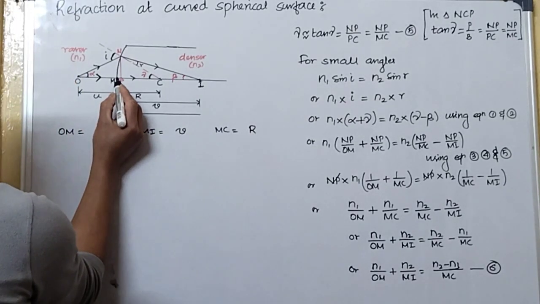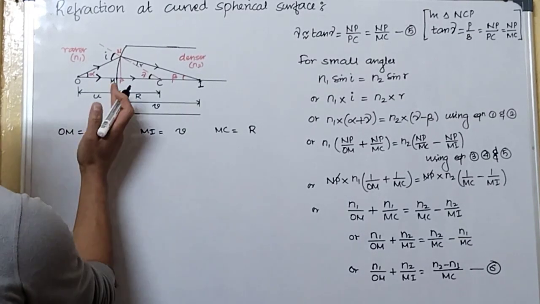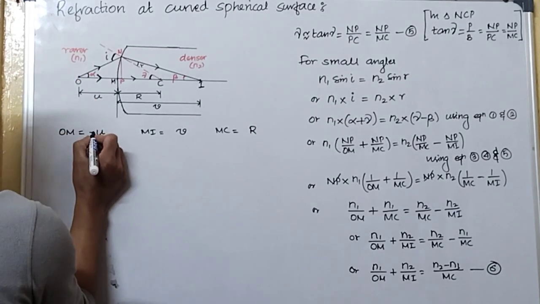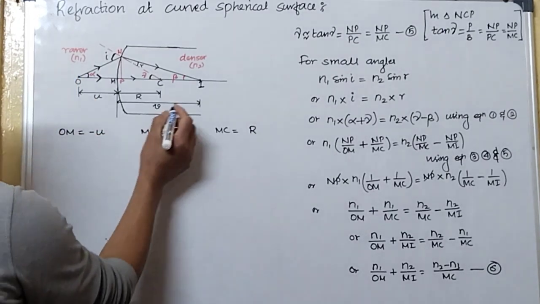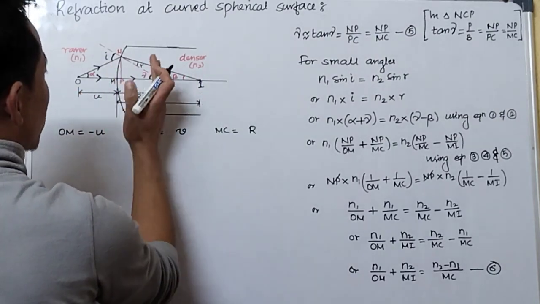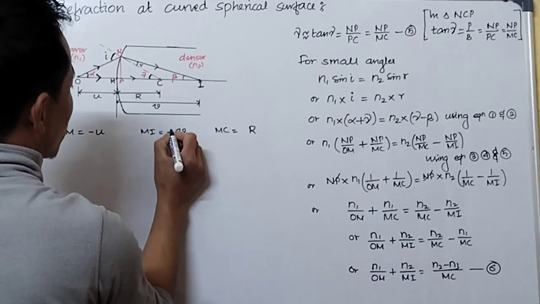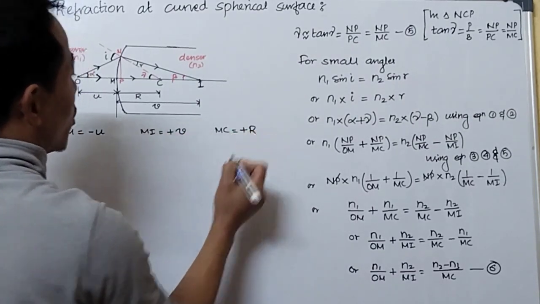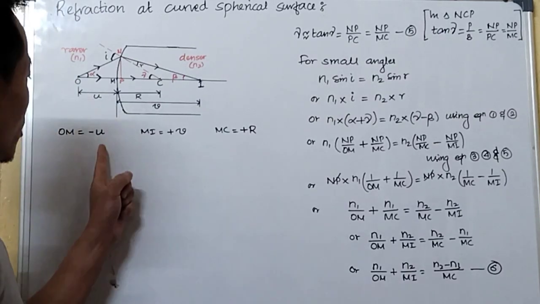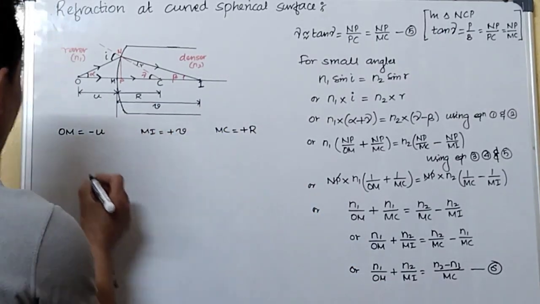For object distance from the center of this curved surface, we have to go towards the left. So when we go towards the left or in the opposite direction of the ray of light, then the sign will be negative. For V and R, we have to go towards the right. That means along the same direction as the incident ray or the ray in which it is traveling. So the sign convention for V and R will be positive. So you have to take care of the sign convention. Now you can put this value along with the sign convention in equation number 6.